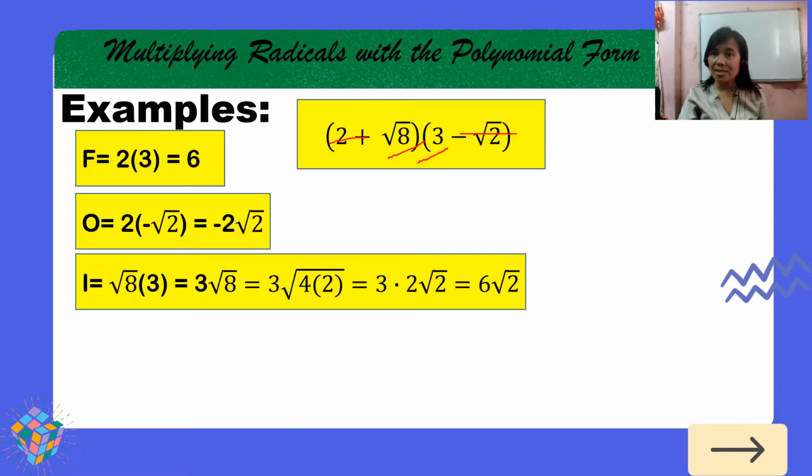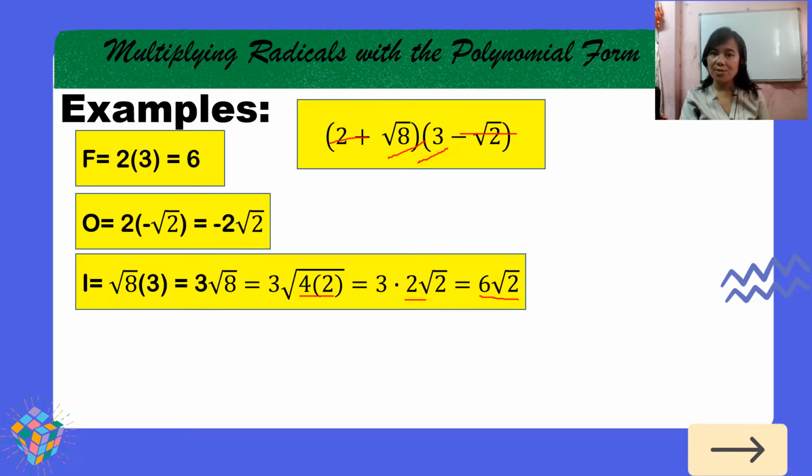Ngayon, si 8 kasi is pwede pa siyang ma-simplify. Kasi may factor pa si 8 na 4 and 2 in which 4 is a perfect square. So, pag nag-factor out tayo, then meron tayong 4 times 2. Then, yung 4 has a square root of 2. Kaya naman, 3 times 2, yung final natin na sagot is 6. Then, square root of 2.